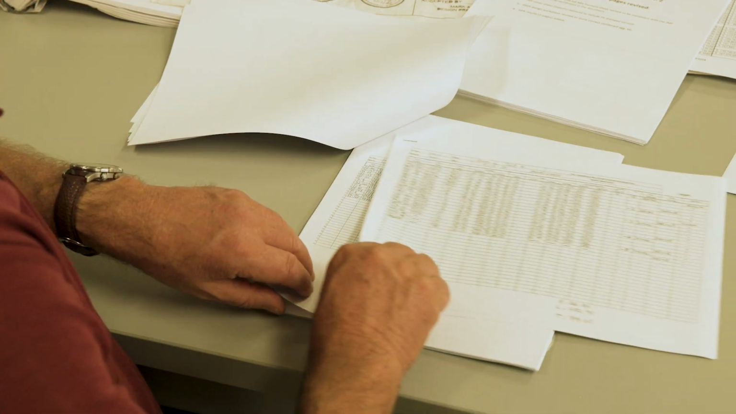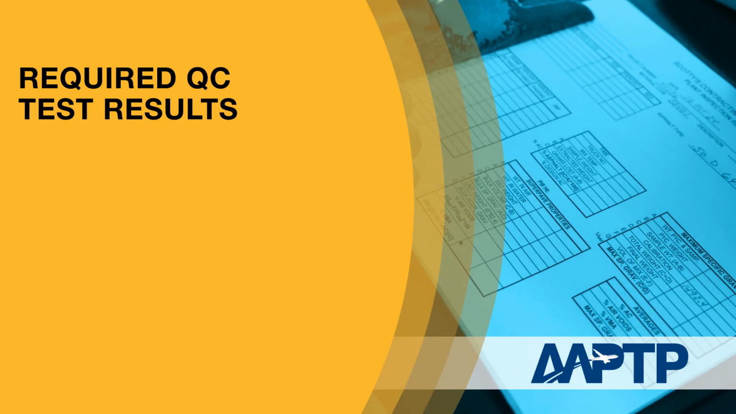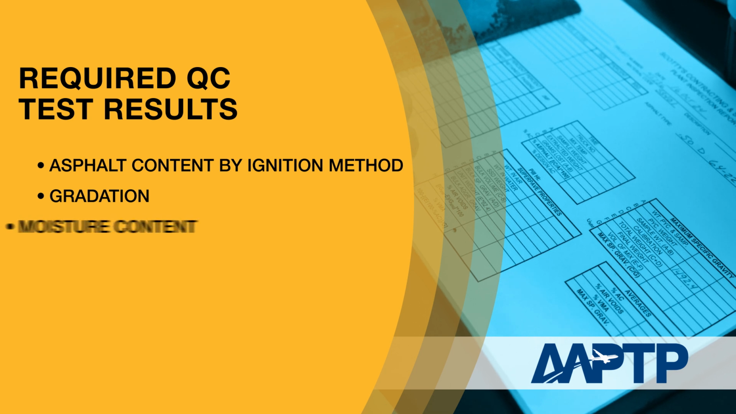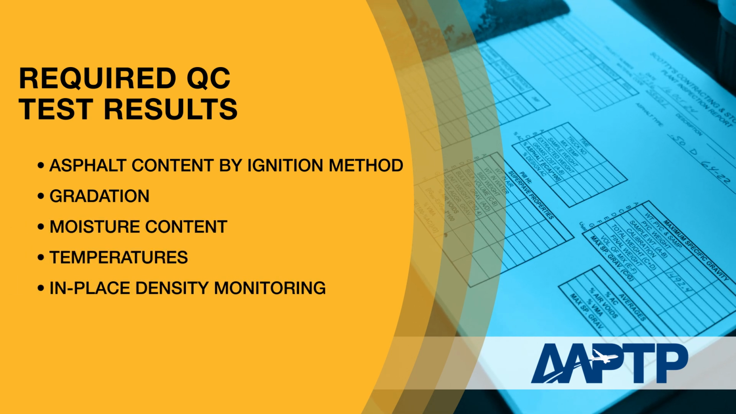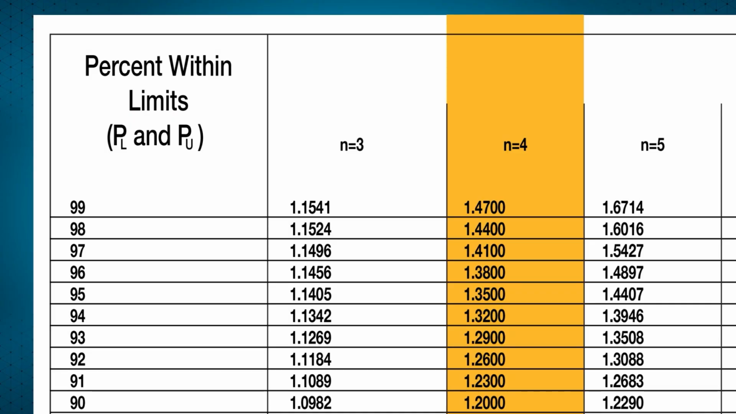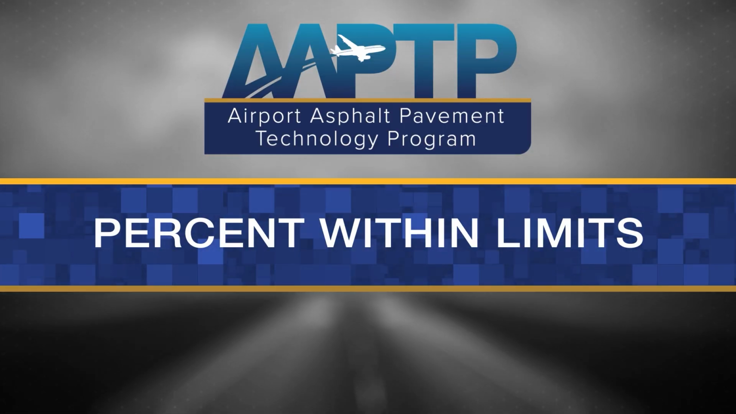Include contractor quality control test results as part of the lot report. These include asphalt content by ignition method, gradation, aggregate and asphalt moisture content, temperatures, in-place density monitoring, and smoothness. The lot report should also include PWL calculations for each acceptance test. See the percent within limits video for more information.